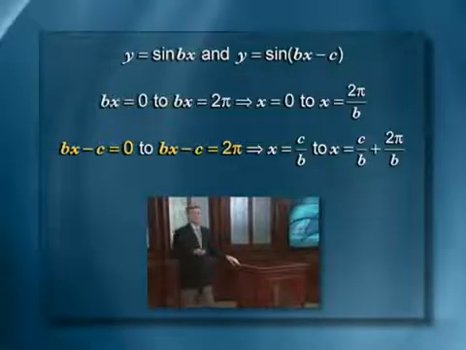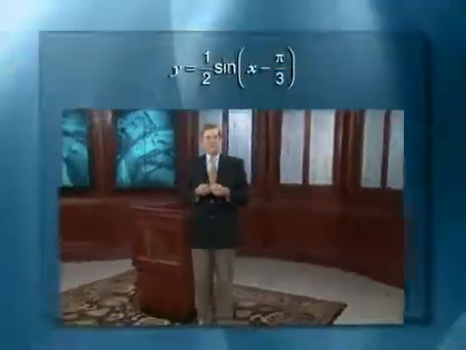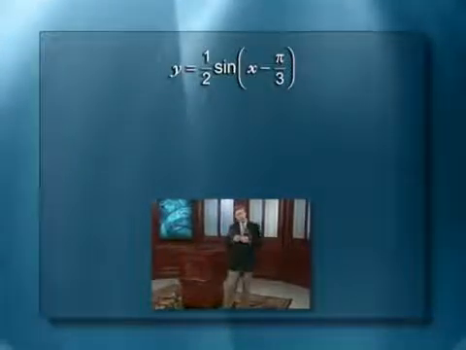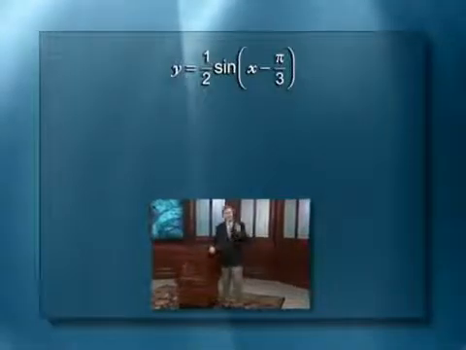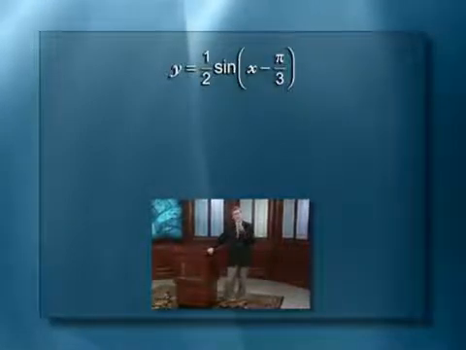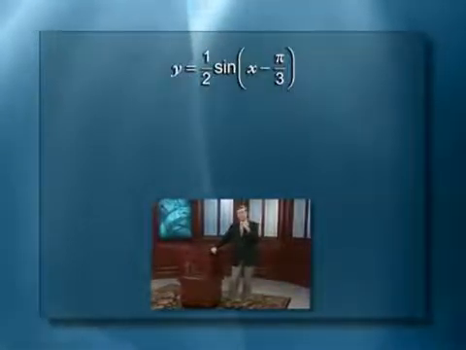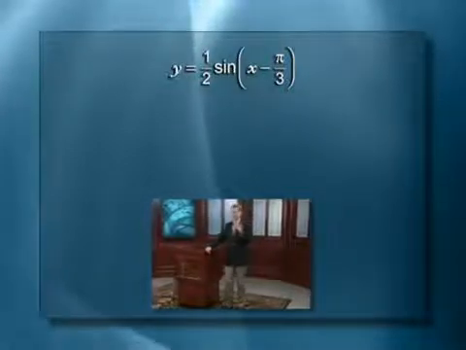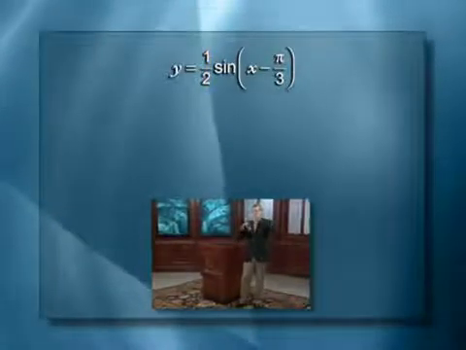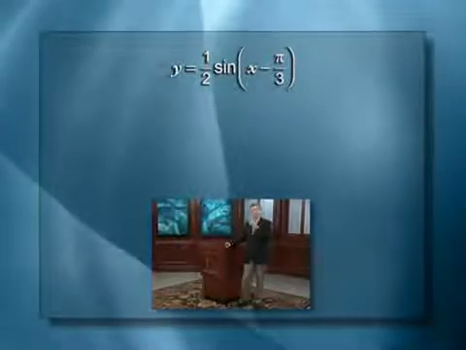All right, let's do an example. How about the following equation? Y equals 1/2 sine of x minus pi over 3. What in the world does that look like? What can we say about this? Well, here's a couple of facts about it that we're sort of comfortable with, I think. What's the amplitude? 1/2, no problem. That's the coefficient out in front. So it's not going to be too high. It's going to be squished down a little bit. How about the period?